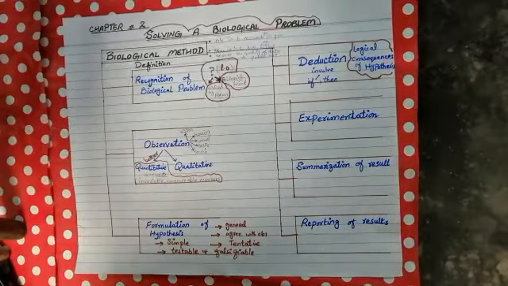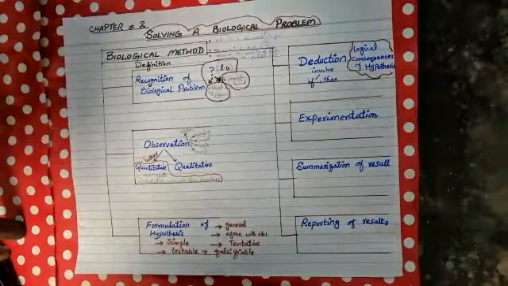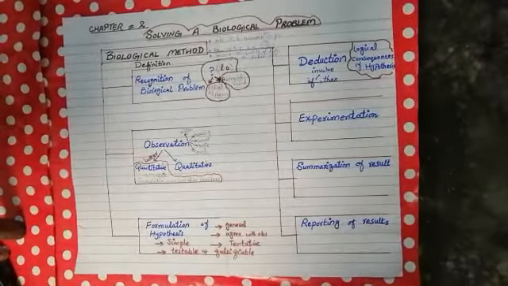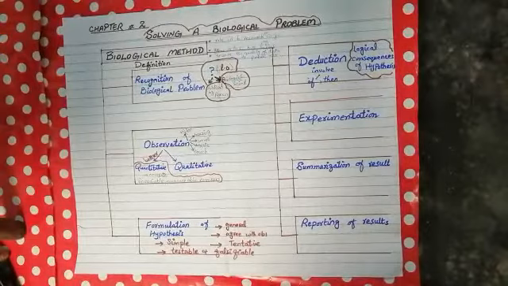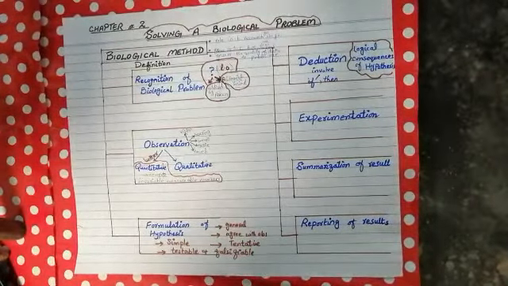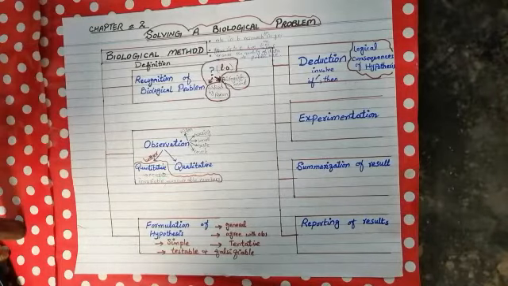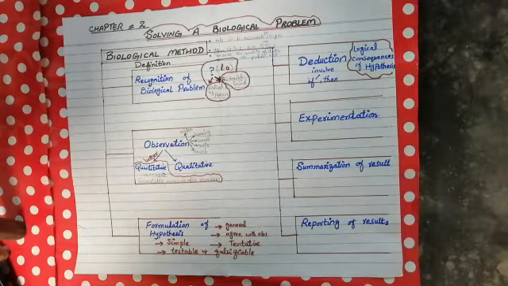And today we are going to start our second chapter, solving a biological problem. And first topic of the chapter is biological method. We already studied in our first chapter about science. What is science? In which we collect information, in which observations are collected and experiments are performed, and from these experiments we determine the nature of principles.